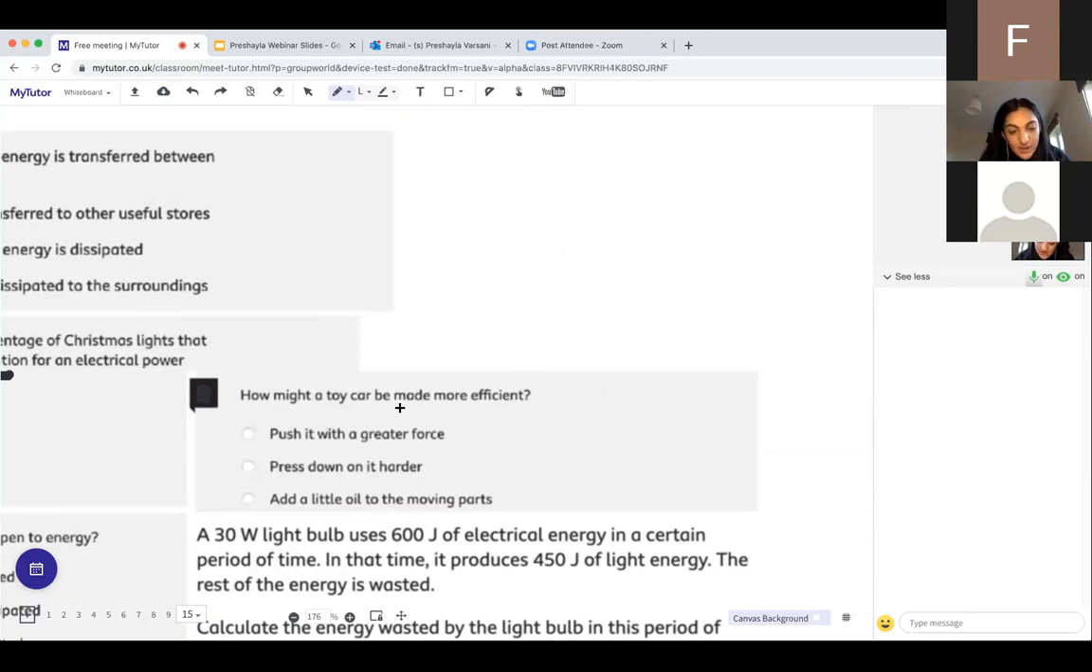So by adding a little bit of oil to the moving parts, we're doing that process of lubrication that we saw earlier. Remember, lubrication is adding oil to the moving parts, the parts that are in contact with the table that the car is being pushed on, and reducing the frictional forces. By reducing the frictional forces, we're reducing the energy that is lost to heat because of friction.